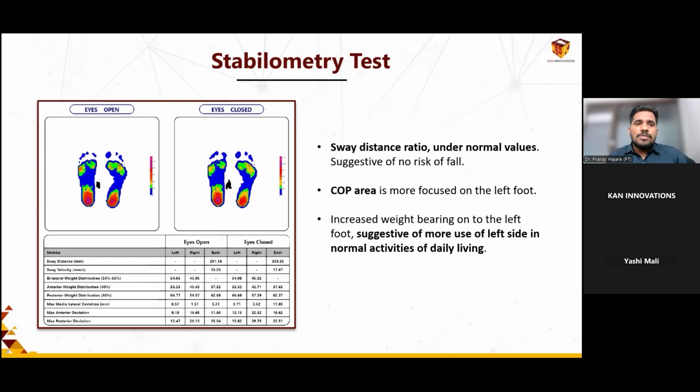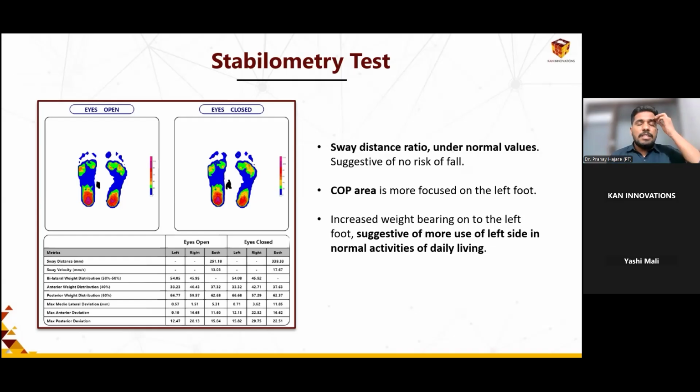As you can see over here, the sway distance is under the normal value, which suggests that there is no risk of fall. So how do we get to know that it is a normal value? Normatively, the eyes closed sway value should not exceed 50% of your eyes open value.